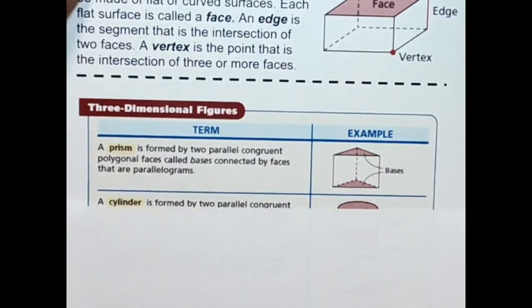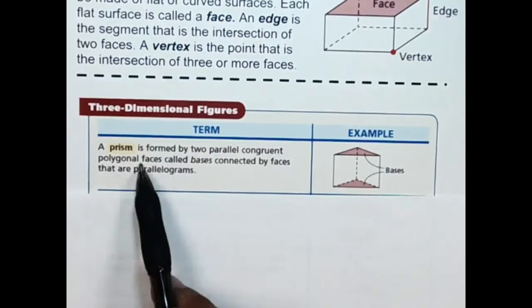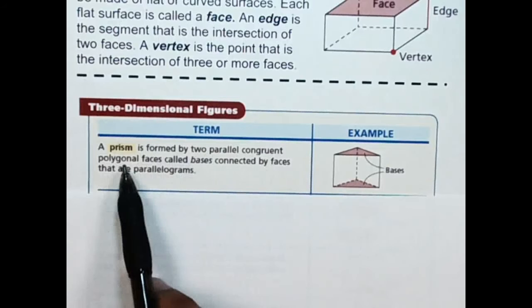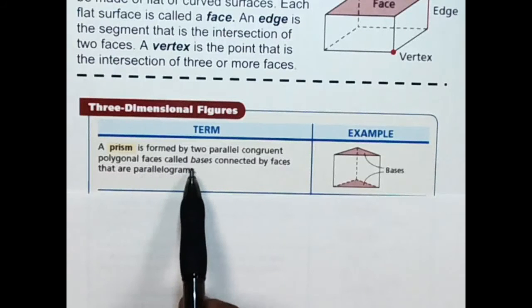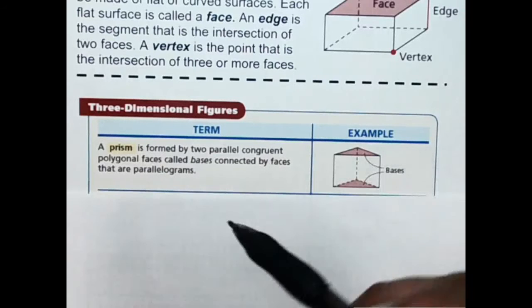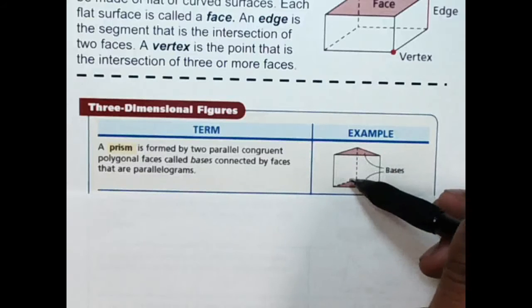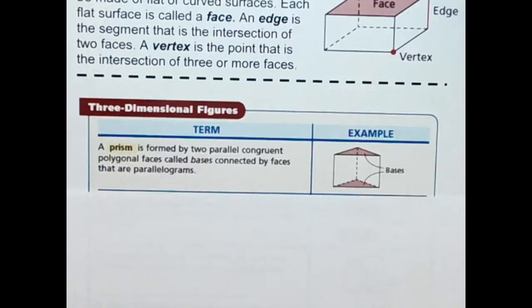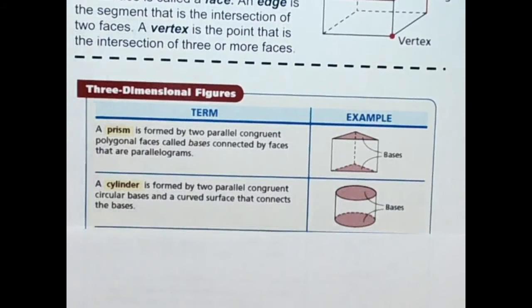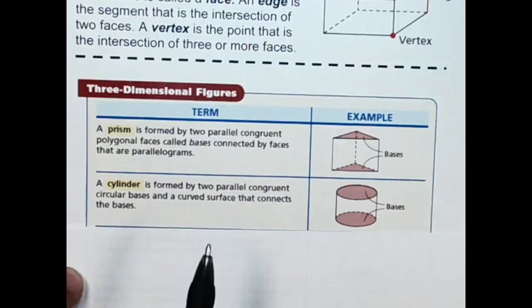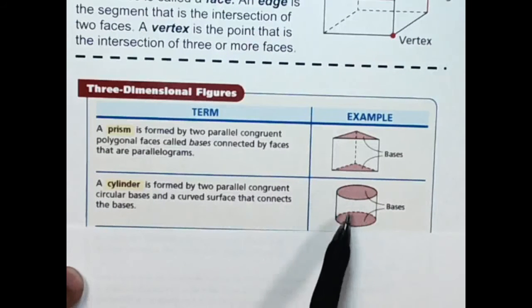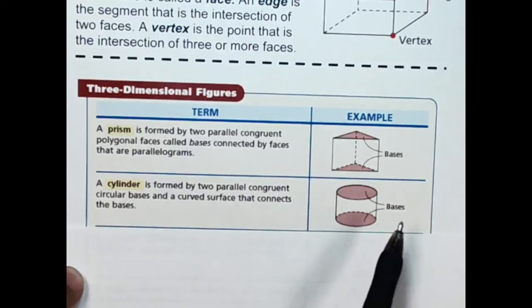We'll go ahead and start with the first one, which is a prism. Now, a prism is formed by two parallel congruent polygonal faces called bases, connected by faces that are parallelograms. So the bases are the two that are parallel to each other, and everything else is going to be some form of parallelogram or rectangle. A cylinder is a shape made up of two circles that are parallel, and then the surface that connects them is curved.